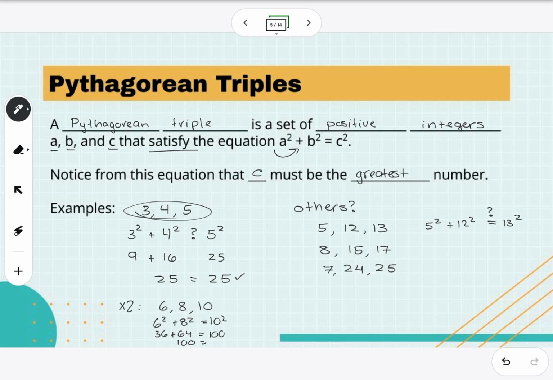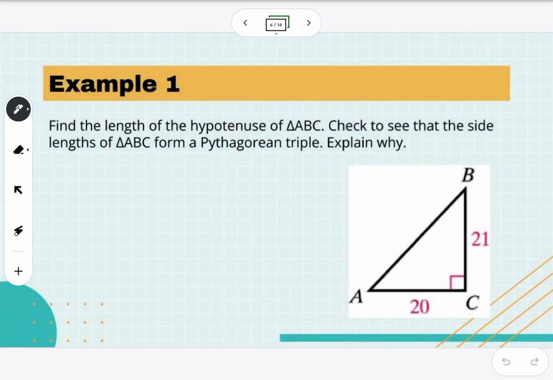36 plus 64 does equal 100. So that does work out for us. So once again, Pythagorean triple: any set of 3 numbers that work in the Pythagorean theorem. So let's get into some triangle problems here.